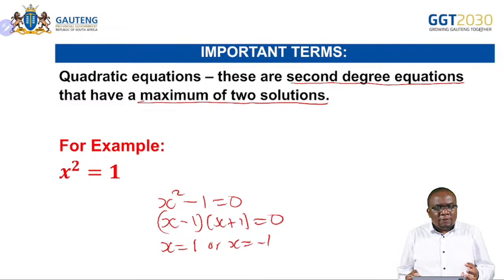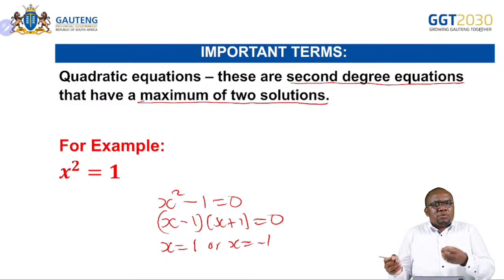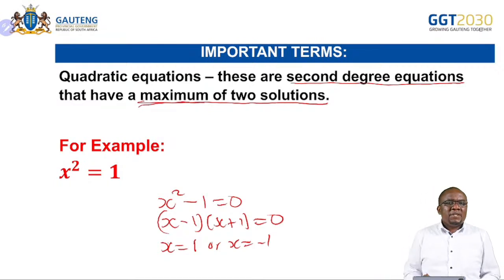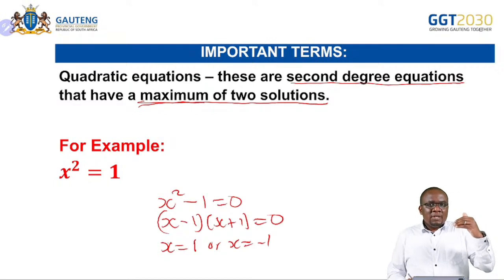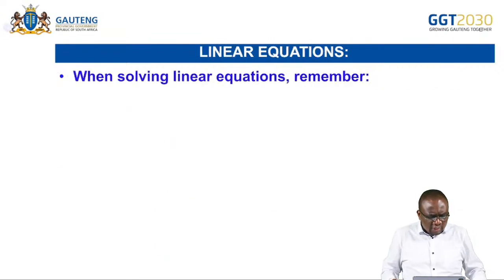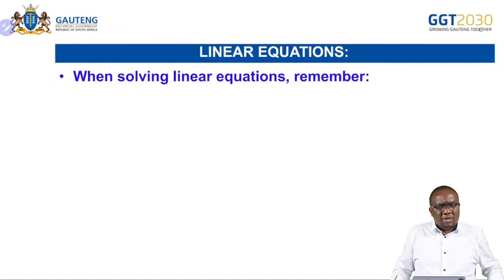So you try to solve for x, you can't get the solution. It's possible. Or you try to solve for x and you're getting one solution. Maybe x is equal to 2. That is one solution. Okay, so that's why I'm saying a maximum of, meaning that 2 is the maximum. You can get 0 solutions, you can get 1 solution, you can get 2 solutions.